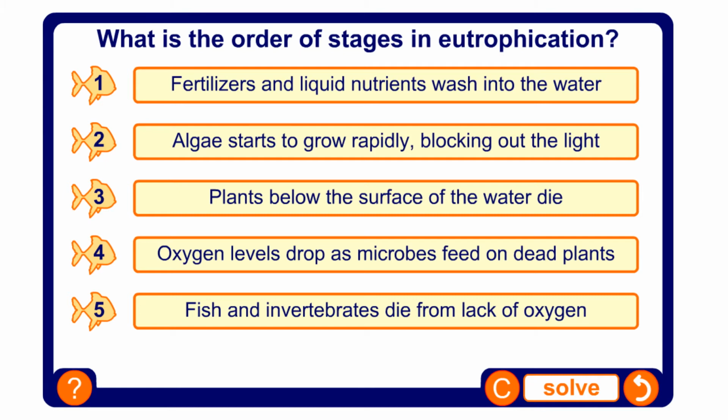Okay, so have a go at this. See if you can put these in the correct order. Press pause and do that. So what you should have is this. So fertilizers go into the water is the first one. Algae start to grow rapidly, blocking out the light. Then plants below surface of water die. Then you've got oxygen levels drop as microbes feed on dead plants. And finally, fish and vertebrates die from the lack of oxygen.